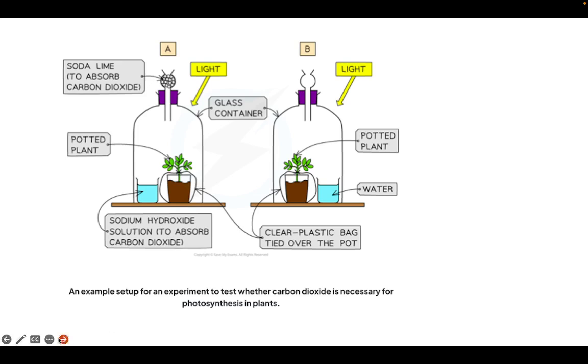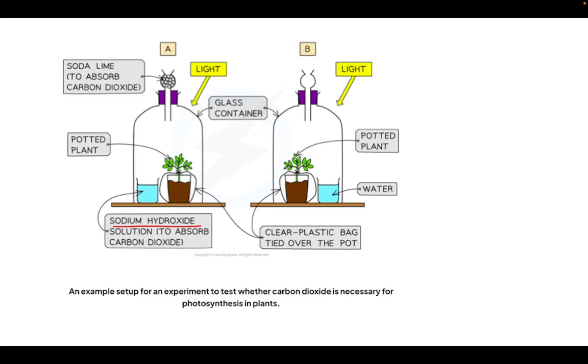And here we have it. If you see this sodium hydroxide, it is to make sure it absorbs any carbon dioxide. That means this plant doesn't have carbon dioxide. But this one does have carbon dioxide because it's just placed in water. Means if we test their leaves after some time for starch, we find that this leaf right here has starch in it. But this one won't be having starch.